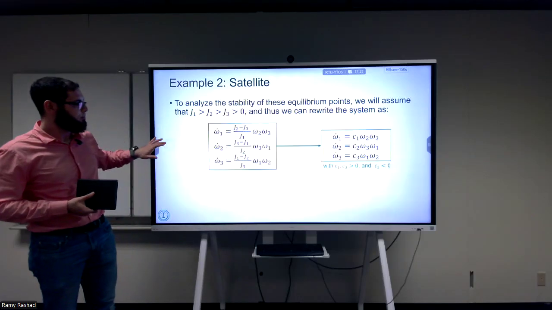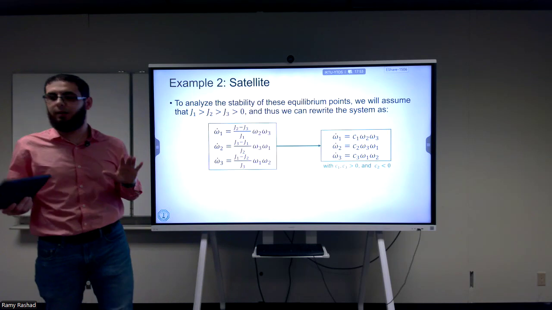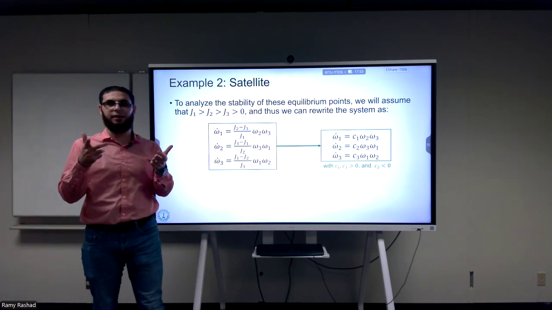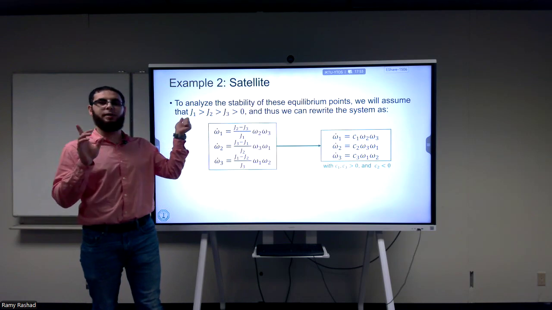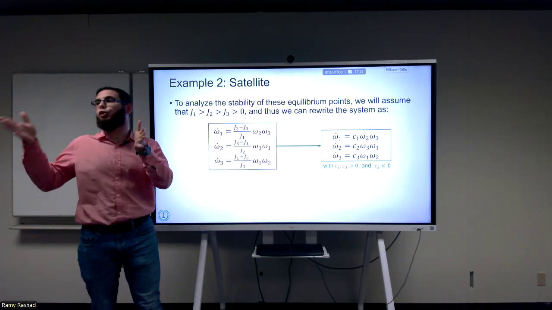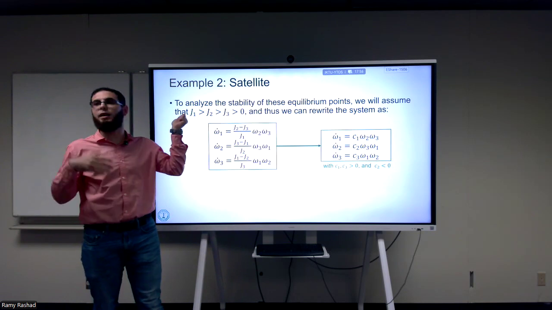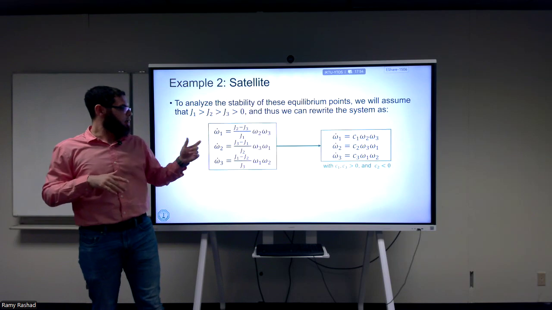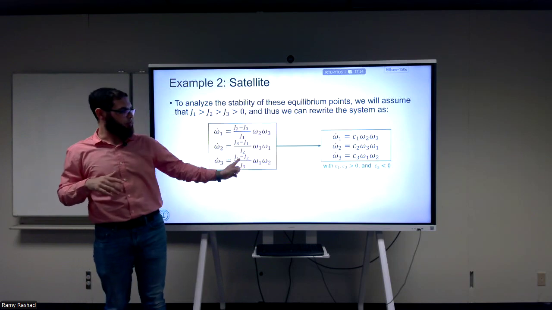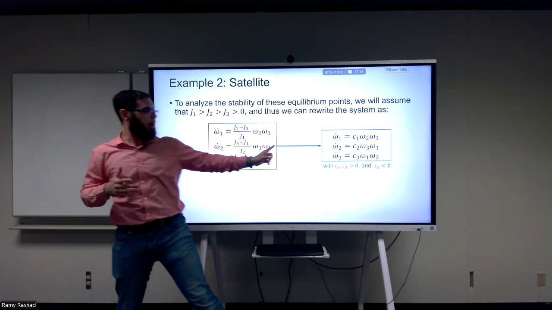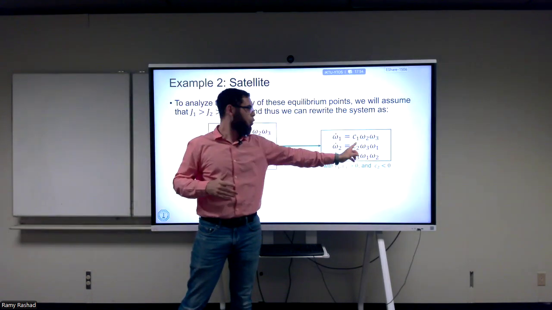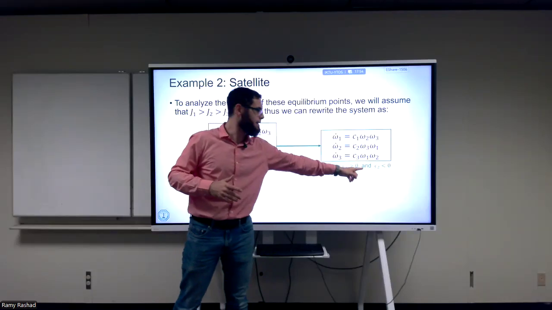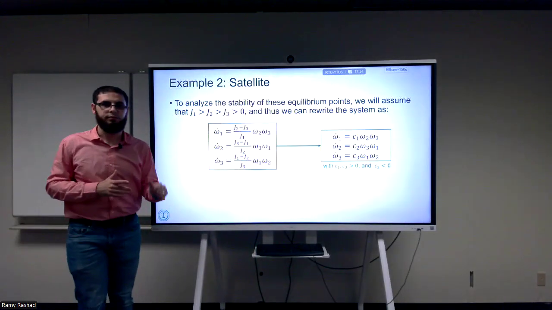Okay. Now let's look at the stability. What we're going to be doing is something very interesting. We're going to be assuming that J1, J2 and J3 are ordered. So we're going to assume that J1 is bigger than J2 and bigger than J3. This is just an assumption, which means that these equations we can rewrite simply by three constants, where C1 and C3 are bigger than 0 and C2 is less than 0. Check it out for yourself.